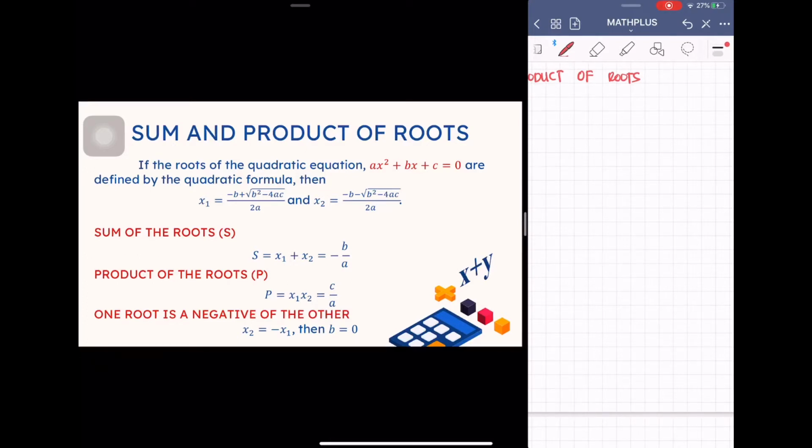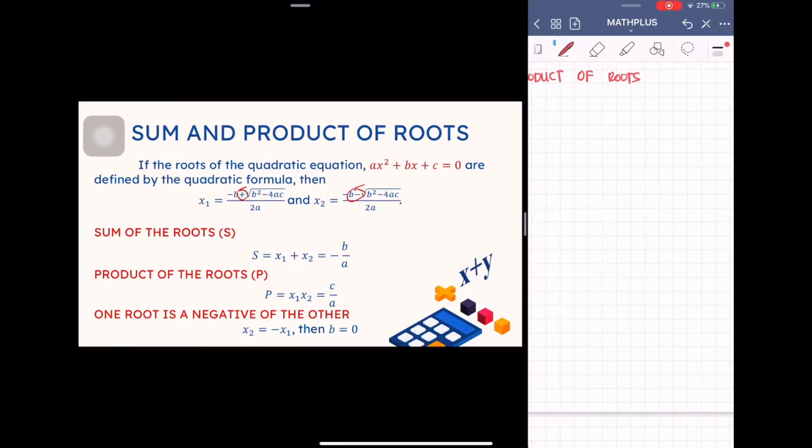Okay, so if the roots of the quadratic equation, whose general form is ax squared plus bx plus c equals 0, are defined by the quadratic formula, then we have exactly two roots, one of which is negative b plus the square root of b squared minus 4ac all over 2a, and the other one is negative b minus the square root of b squared minus 4ac all over 2a.